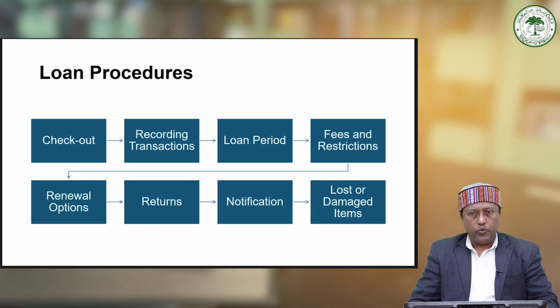And next, for the loaning, one more procedure is there, that is the renewal option. Some libraries allow patrons to renew borrowed materials if they need them for a longer period. A renewal option may be available online, or on phone, or in person, depending on the library's policy. So, as I told you, renewal is also possible.